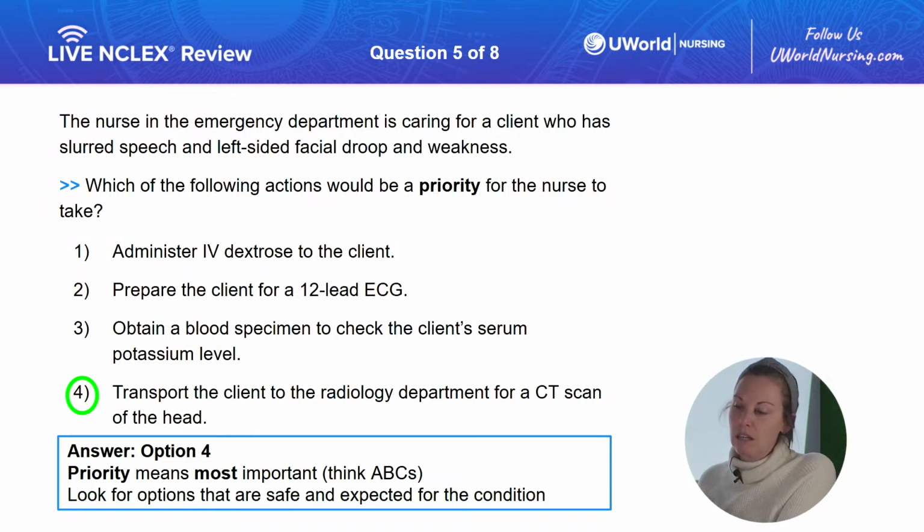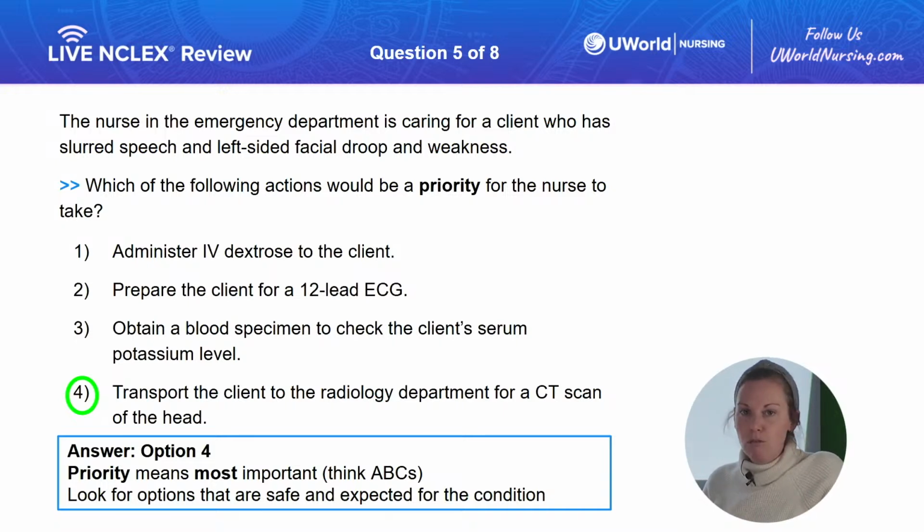These strokes are typically going to present early on with headache, facial droop, slurred speech, unilateral weakness or numbness. And one of the first things we can do, based on how our clients presented in the question, is we're going to want to diagnose. We want to make sure that what we're seeing is actually a stroke. So you're going to go and get a CT scan of the head.